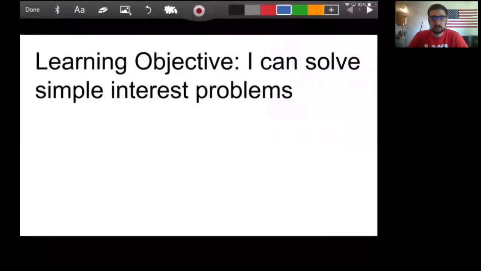So what we're going to be doing this week, or for this lesson, is we're going to calculate some simple interest. All right, so today I can solve simple interest problems.